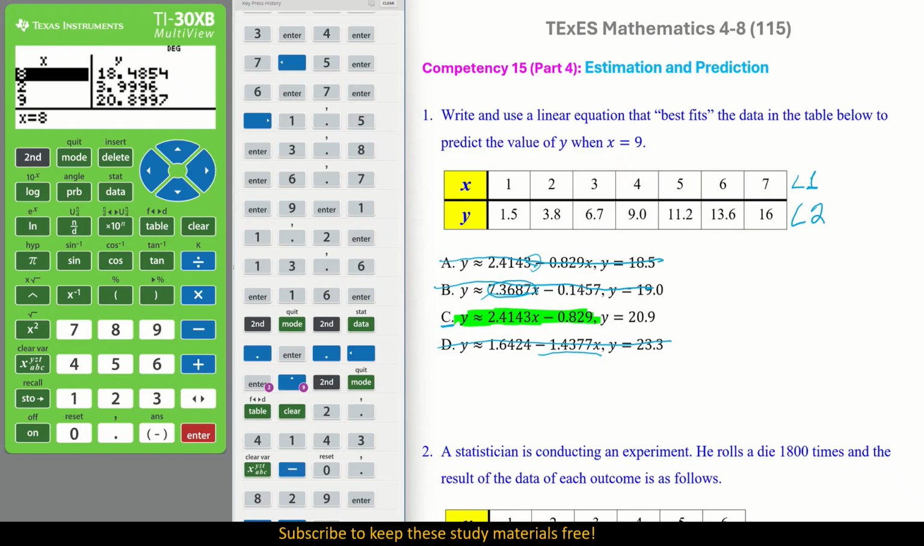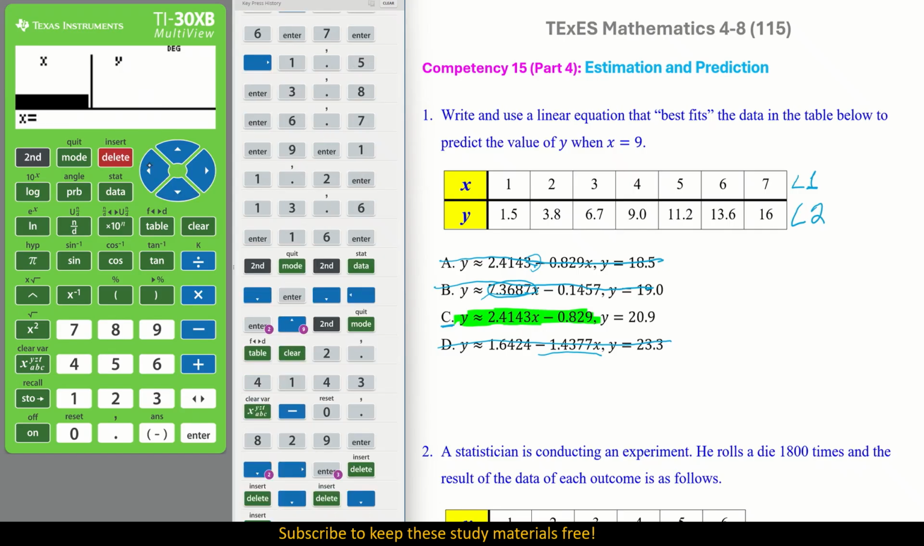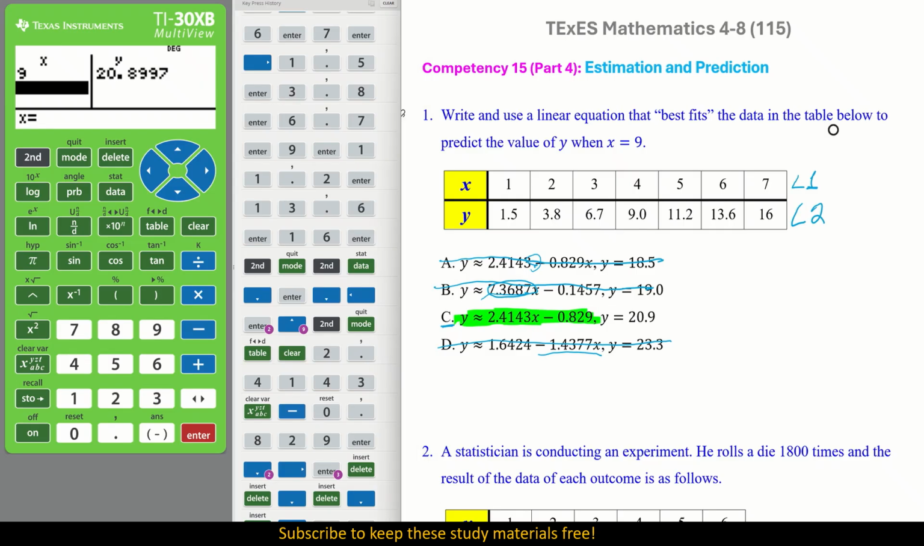Now, this is not a list. Notice you have X and Y. You need to arrow and delete, arrow down and delete everything that's in your X. So I want X equals 9. So 9, enter, and there you go. Yes, we do have an appropriately rounded value of 20.9. So C is definitely the option that we want.